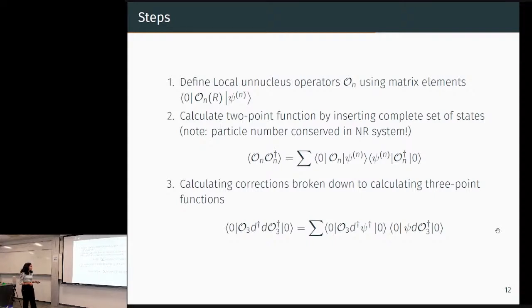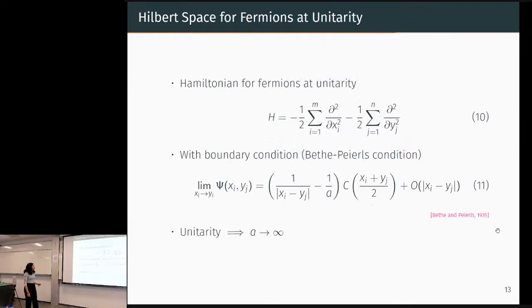Similarly, the calculation of the four-point function can be broken down to calculating these three-point functions, which again would rely on defining these matrix elements. So let's look at how the Hilbert space for fermions at unitarity looks. It turns out that you can model this problem in a quantum mechanical way using a boundary condition.